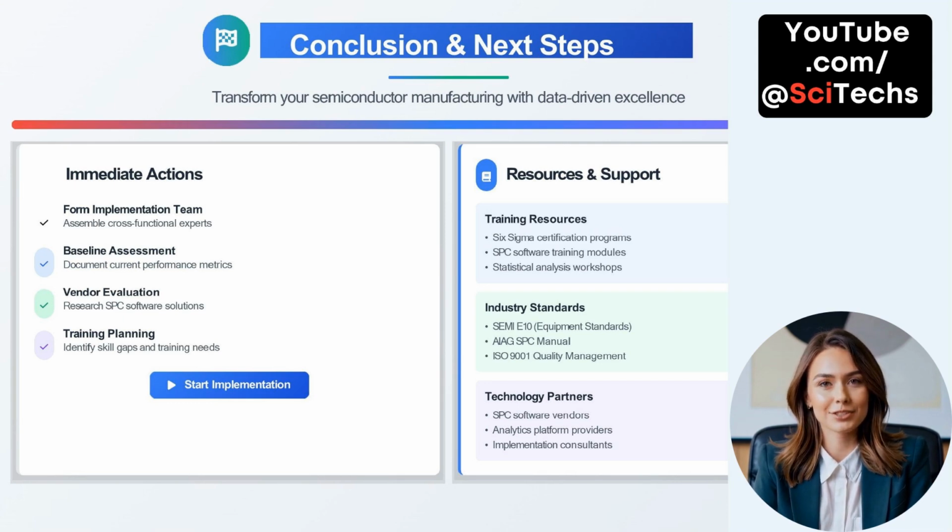Utilize training such as Six Sigma certification, SPC software modules, and statistical analysis workshops. Follow established industry standards including SEMI E10, the AIAG SPC manual, and ISO 9001, and collaborate with technology partners, SPC software vendors, analytics platforms, and consultants to ensure a robust, guided implementation. Press Start to begin the transformation.